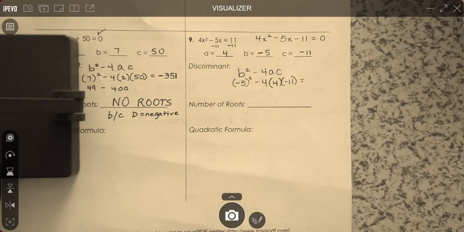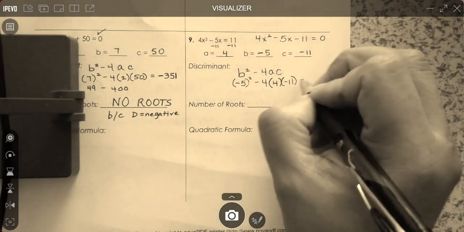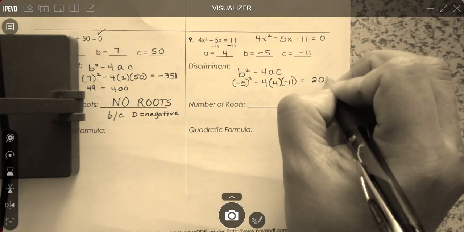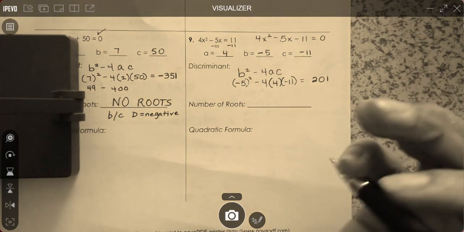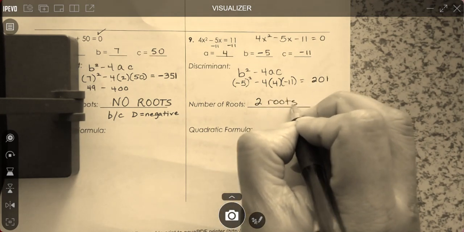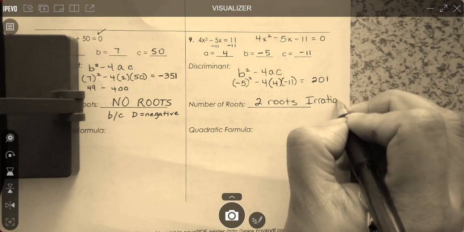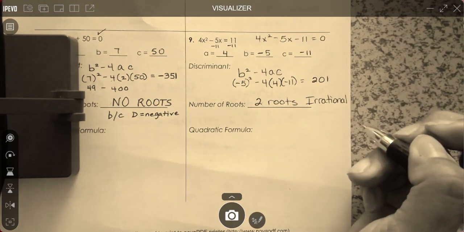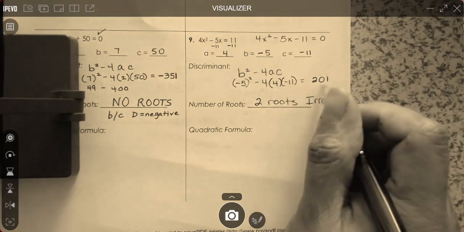What is it, Jaden? 201. Okay, sorry. I'm partially deaf, I guess. All right, so 201 is how many roots? 2 roots. And are they rational or irrational? Irrational because it's not a perfect square. Yes.